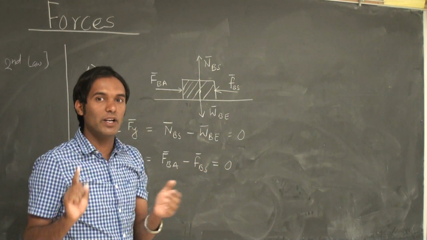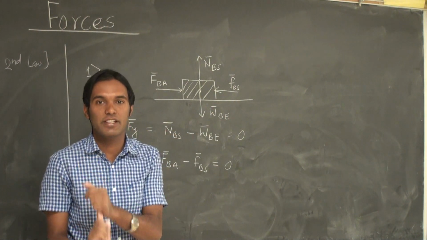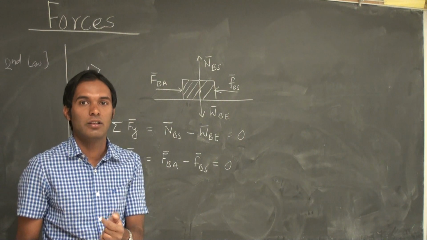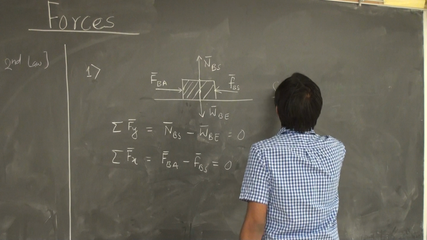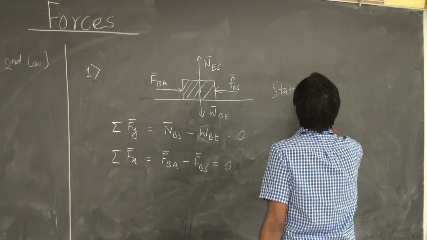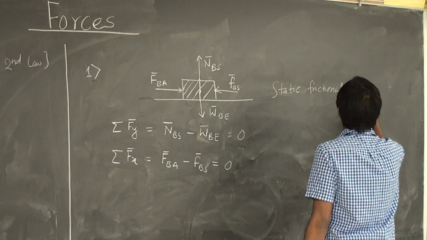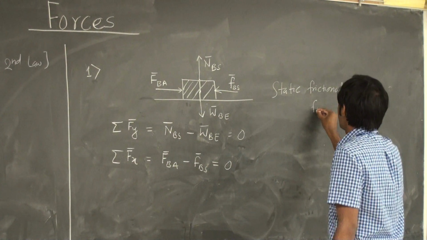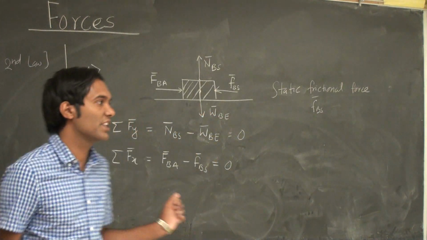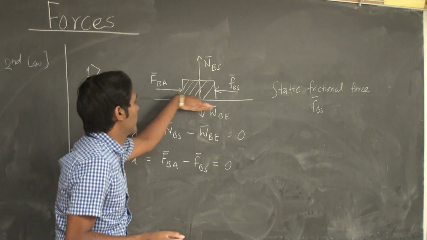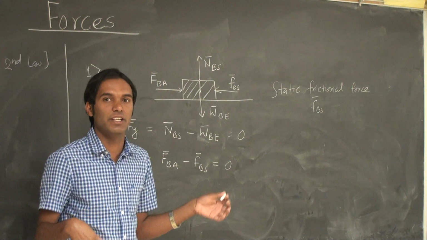So one question for you: is this friction force static friction or kinetic friction? This is the static friction. This is the static frictional force because the object is not moving and the object is not sliding against this flat surface. So static means the system is at rest.